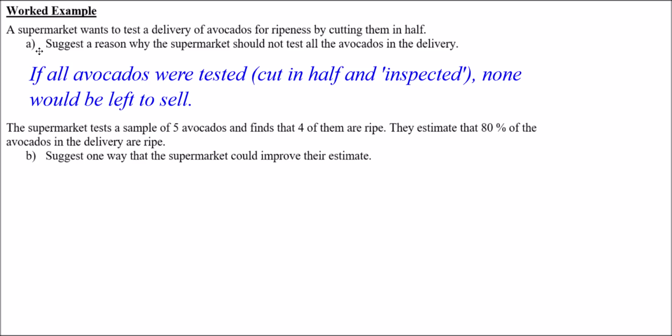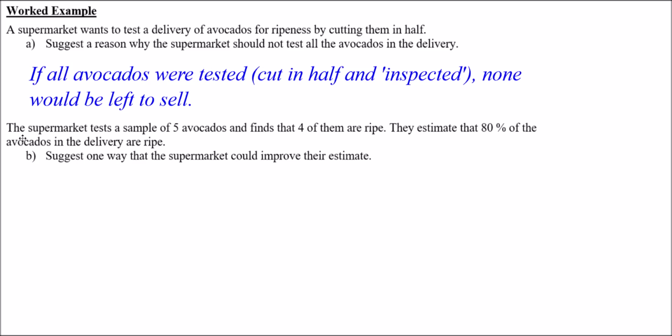If you split an avocado in half, then put it back together again, and said, no, you can buy this, customers would be thinking, what's going on here? So they couldn't really sell in the same way. So although you could do a census testing all of the avocados, all of them are going to go to waste. It's a lot of wasted money for a business, so they're not going to do that.